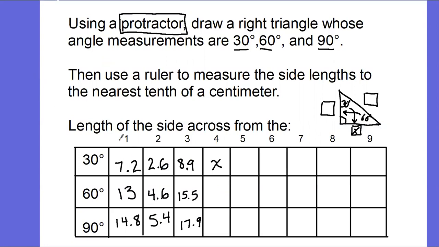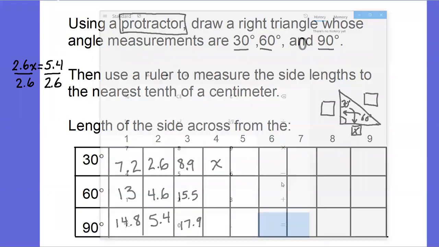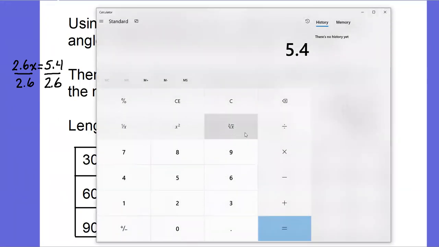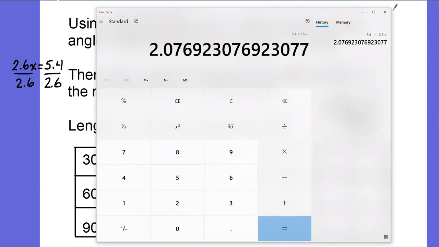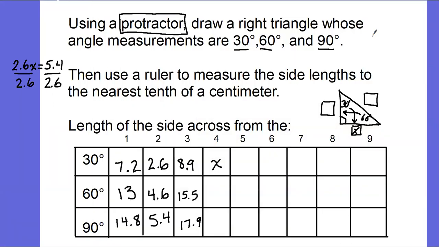So if you're solving this problem here, let's set up a little mini equation. So let's take this number right here. If I have 2.6 and I'm going to multiply it by something to get 5.4, what am I multiplying by? Well, I'm going to divide both sides by 2.6. And if I do 5.4 divided by 2.6, I get about 2.08. So my X here is 2.08. Now here, let's round it to the nearest tenth. 2.1.